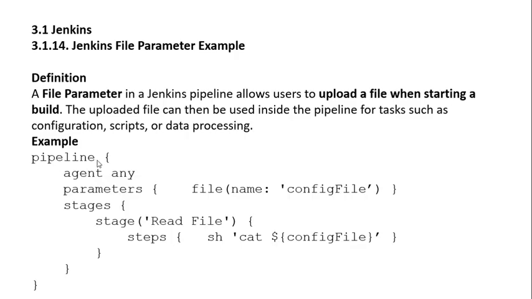And the example: pipeline, curly braces, inside agent any, and parameters, curly braces, inside file, brackets, name colon single quotes config file, brackets close, curly braces close, and stage, curly braces, inside stage, brackets in single quotes Read File, and after that curly braces and steps, curly braces, inside sh, single quotes, inside cat, and dollar, curly braces, inside config file, curly braces over, and the brace single quotes over, and all the curly braces over.